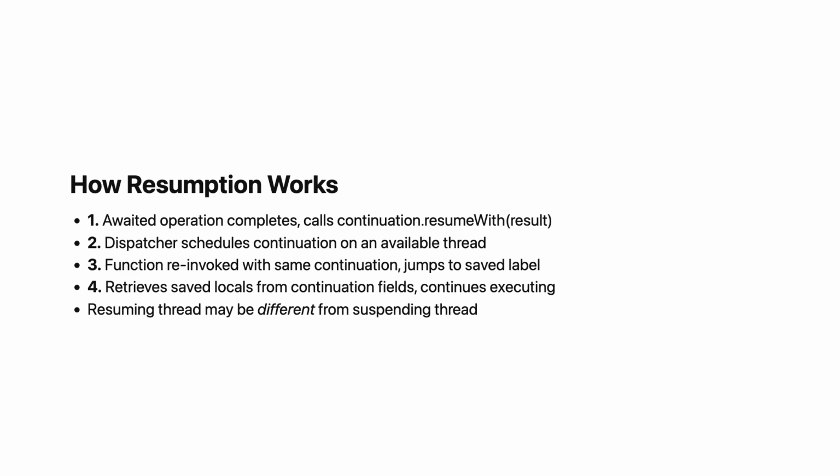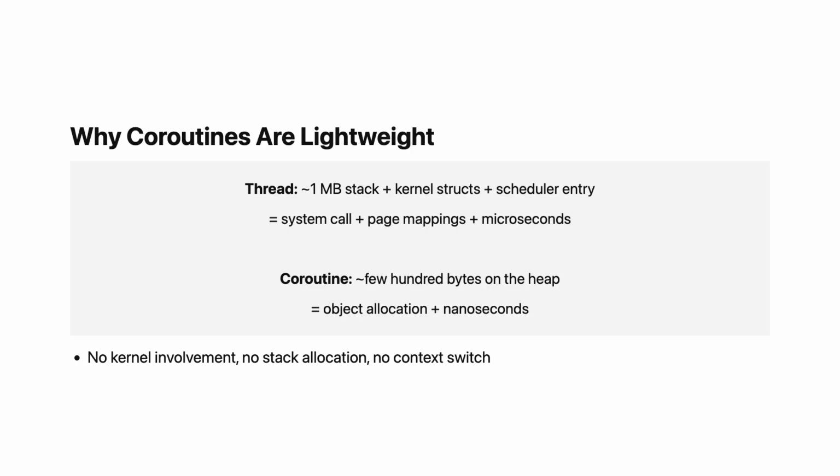Now you can see why coroutines are called lightweight. A thread requires about 1 megabyte for its stack, kernel data structures, and scheduler overhead. A coroutine is just a small object on the heap, typically a few hundred bytes, containing the label, a few saved variables, and the reference to the parent continuation. Creating a coroutine is just allocating an object. Suspending is just saving a few fields and returning. Resuming is just calling a function. There is no kernel involvement, no stack allocation, no context switching. The cost difference is enormous.